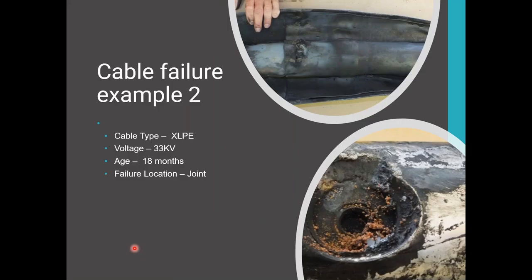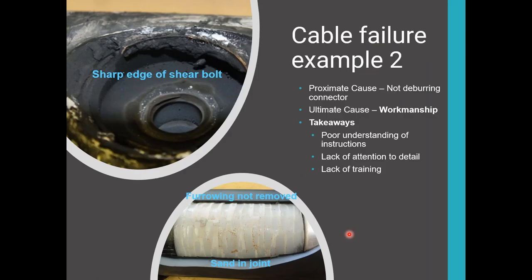Another cable, 18-month failure at a joint location, common joint. Very common pattern for midpoint failure. This divot, blowout point at your failure point. What they found, they didn't deburr the shear bolt, so there was a sharp edge on the shear bolt, which was most likely the primary cause.